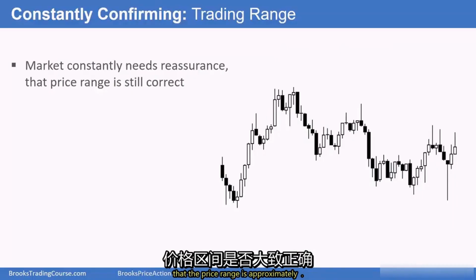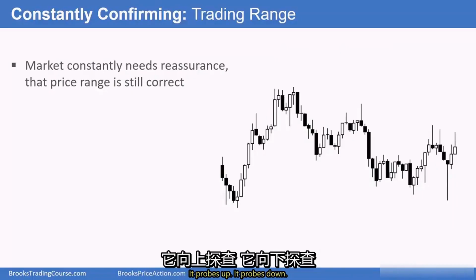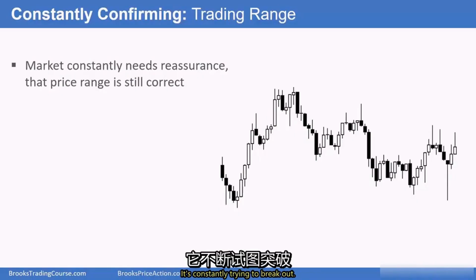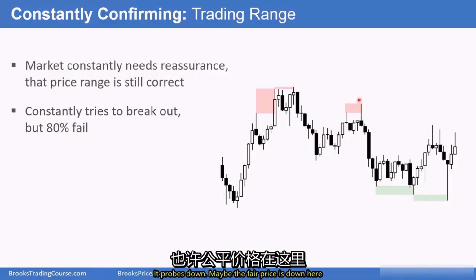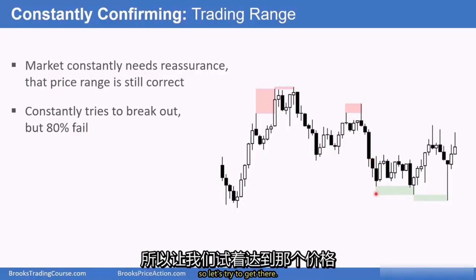Markets constantly need reassurance that the price is right, that the price range is approximately right. It probes up, it probes down. It's constantly trying to break out. It tries to break out, reverses down. Tries to break out, reverses down, again and again. Tries up, reverses down. Then it probes down.